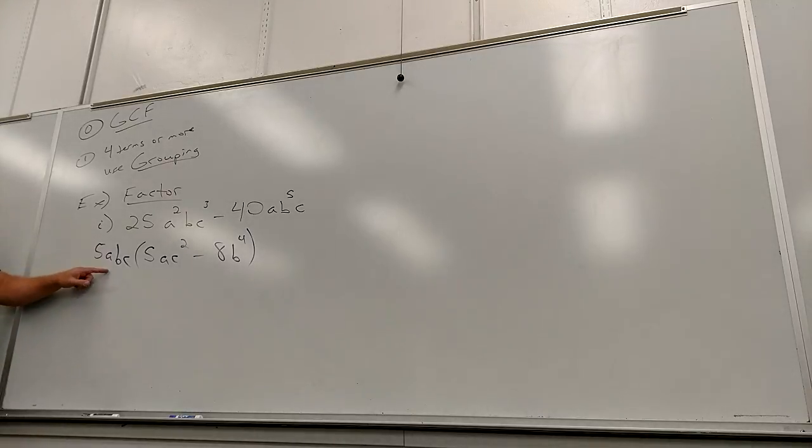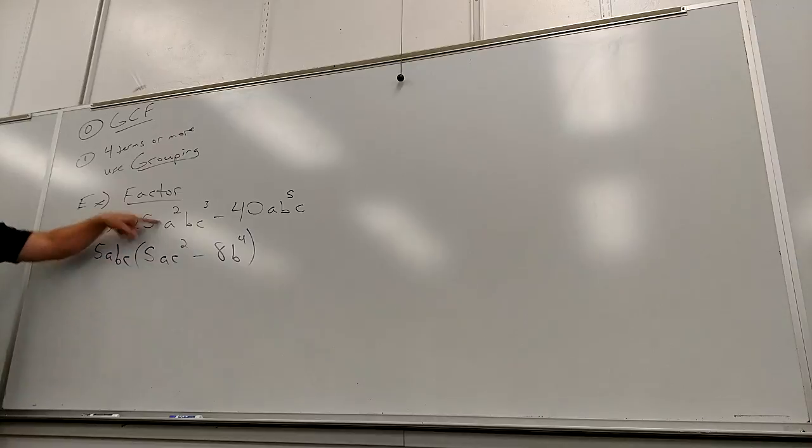And again, how do you check yourself? Well, we're saying that this equals this, so if I multiply this out, it better become this. That's the claim we're making, that these are the same.